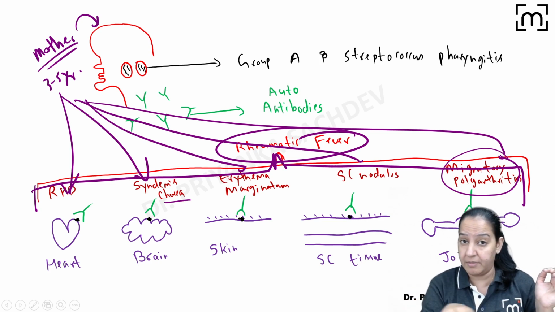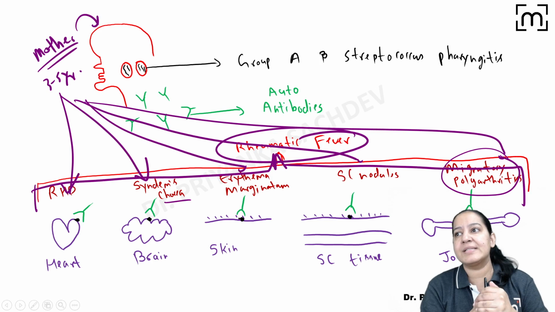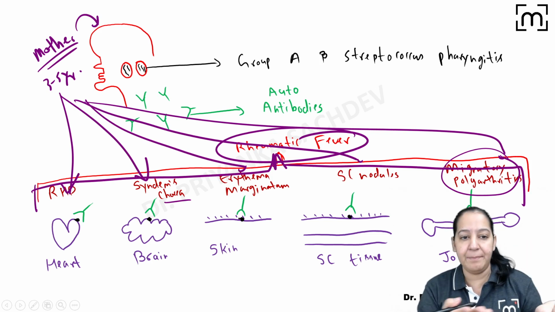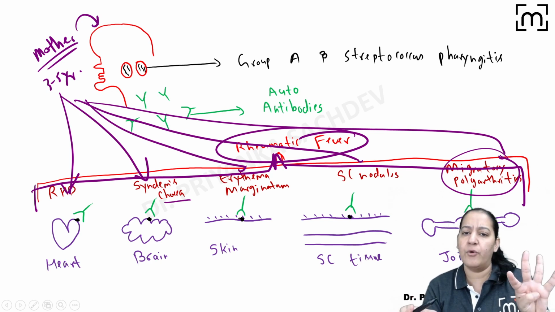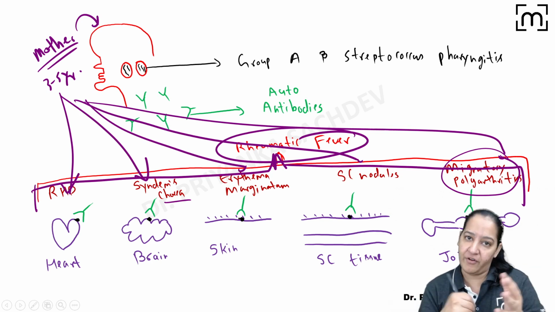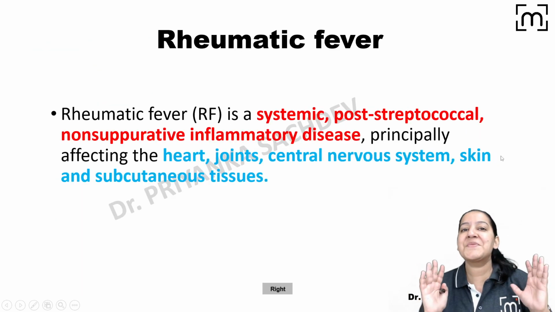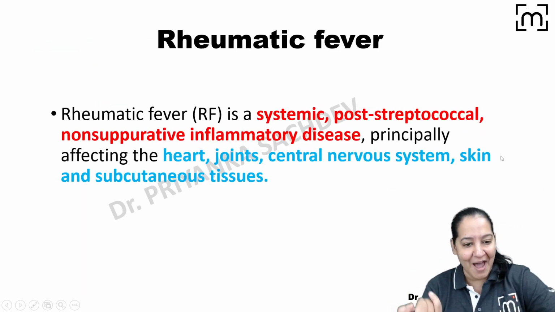5 systems of the body are involved, and it is not necessarily that in all the children all 5 are involved. In some child, maybe 2 of them, maybe 3, maybe 4, and in the unlucky one, maybe all 5 may be involved. So that is rheumatic fever. You got my point? So can you define rheumatic fever with me?